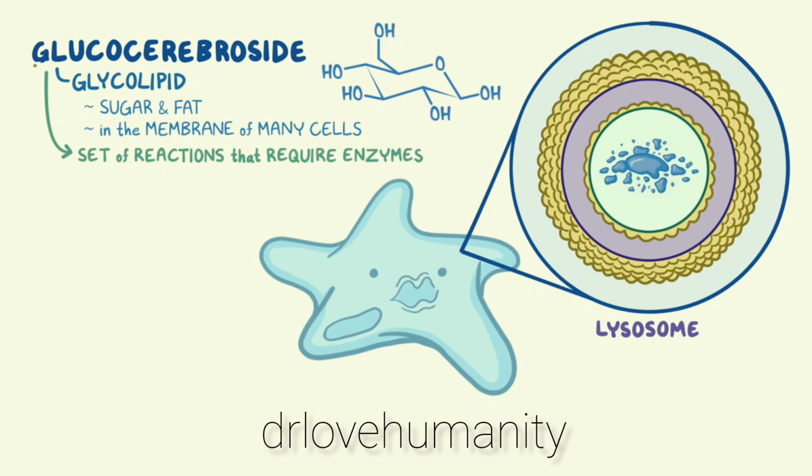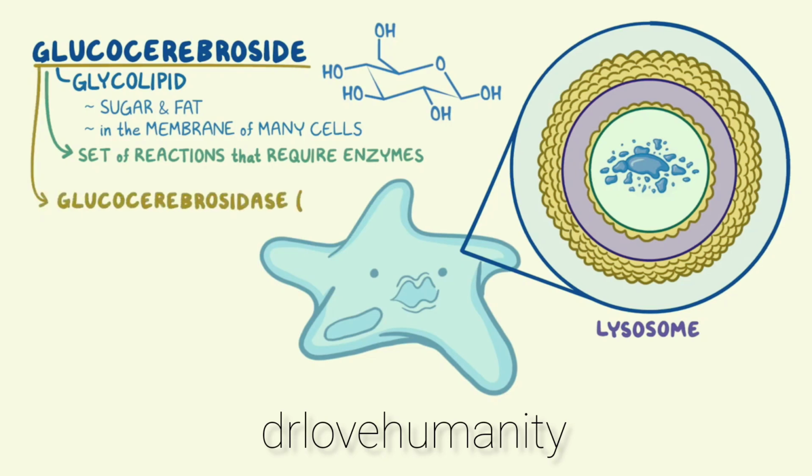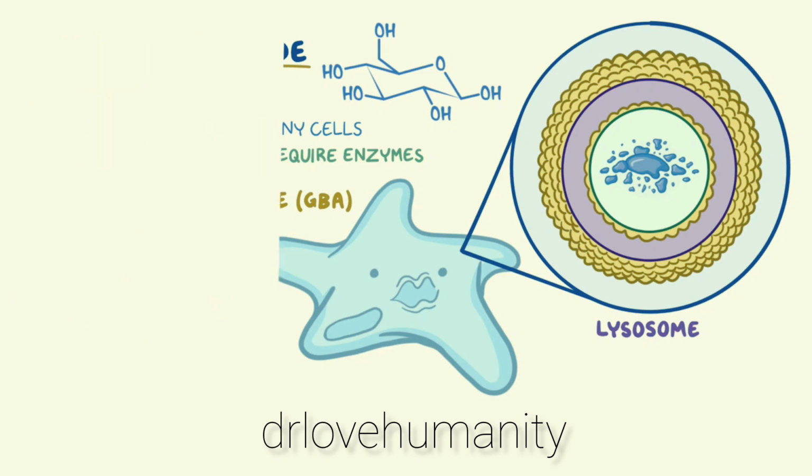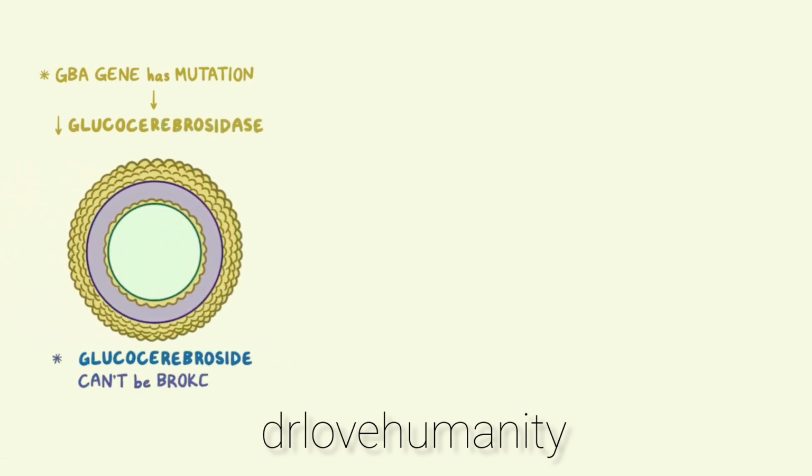One example is glucocerebroside, which is broken down by the enzyme glucocerebrosidase, or GBA, which is a product of the GBA gene. In Gaucher disease, the GBA is faulty, meaning it has a mutation that leads to a reduction in the level or activity of glucocerebrosidase. Hence, glucocerebroside can't be broken down and it accumulates inside the lysosomes of macrophages. So, under a microscope, macrophages have a characteristic lipid-laden or fatty appearance, similar to crumpled tissue paper.